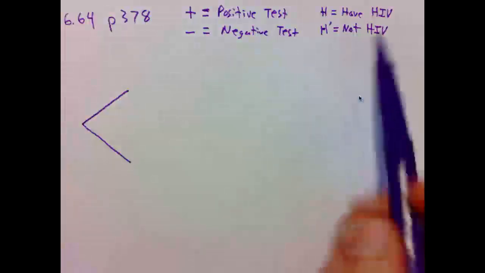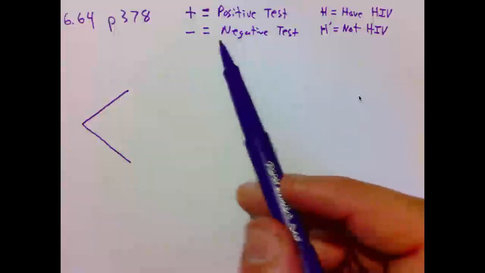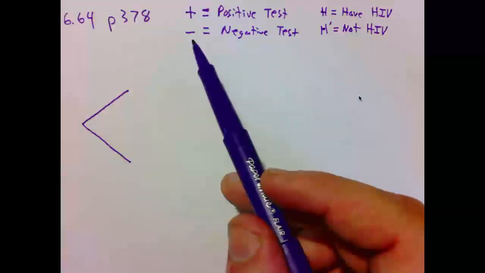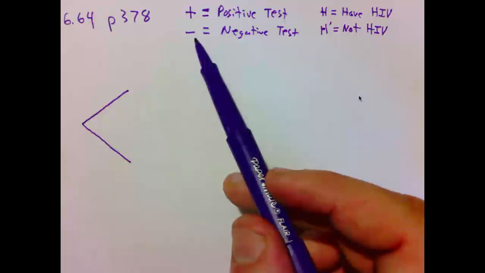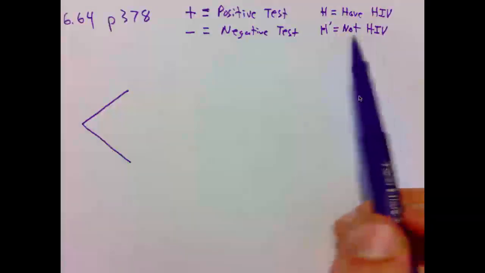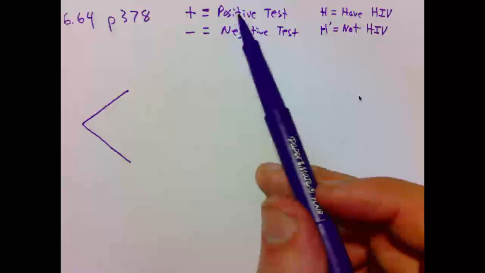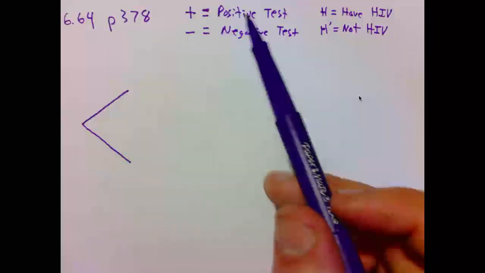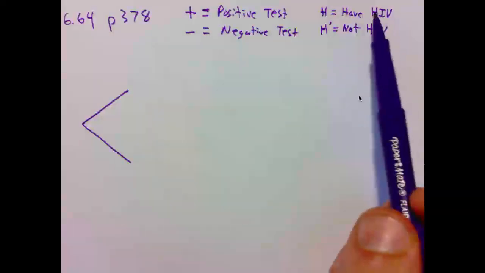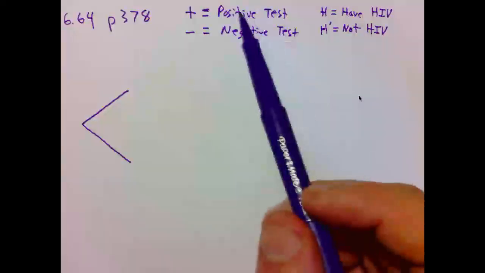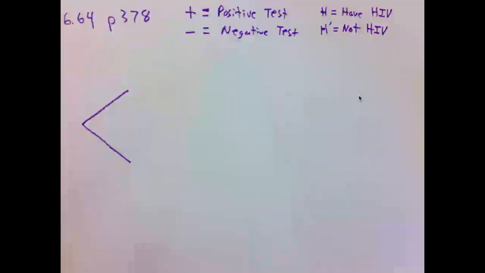That is, we can certainly have the virus and then have a negative test result. We'd call that a false negative. We can certainly not have the virus and come back with a positive result, a false positive. Or we can have the desired test result, that is having the virus and coming back positive, or not having the virus and coming back negative.